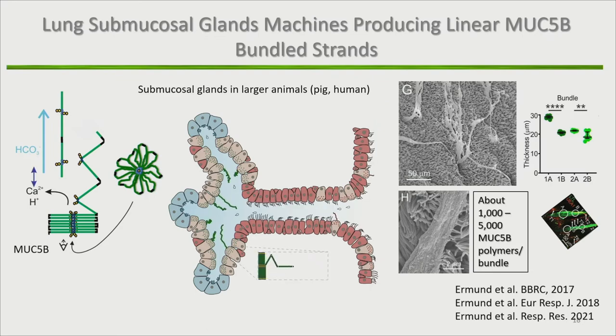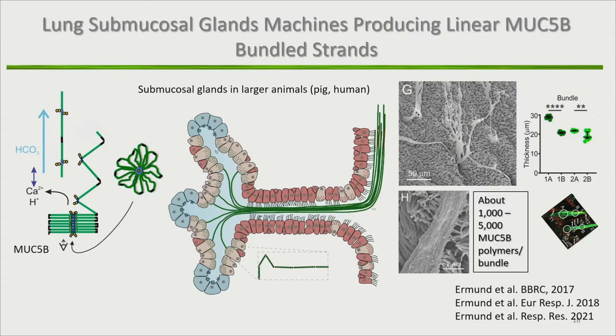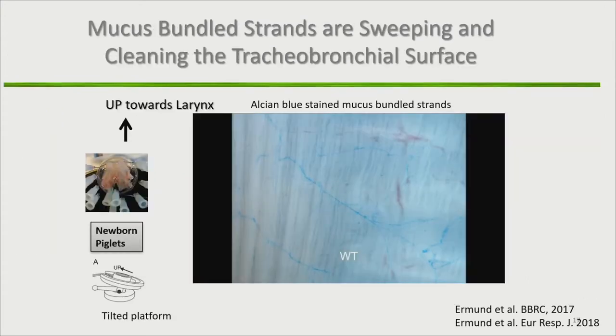And they come out on the surface, and you can see them here, you see the cilia here. And these bundles are roughly in the range of 1 to 5,000 molecules packed together into these very thick things, which you can then see even on the surface. They're sweeping the surface of the upper airways, and it's in that direction, and by that it can probably pull things with it.